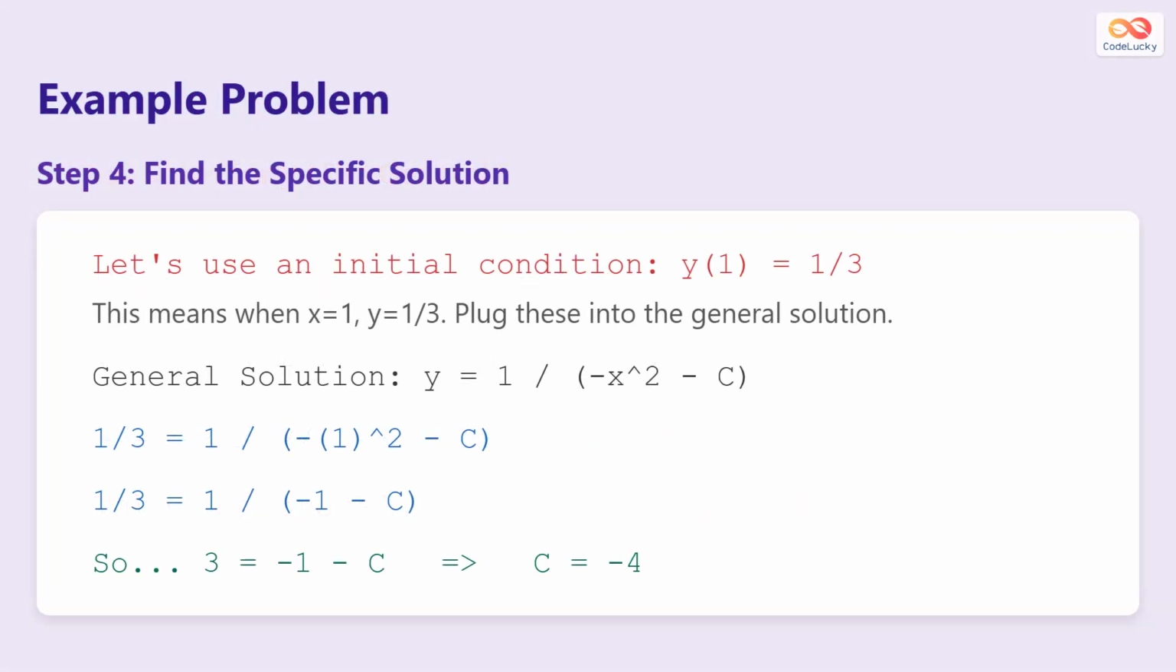Imagine we have an initial condition. y of 1 equals 1/3. This means we can find the exact value of c. We substitute x equals 1 and y equals 1/3 into our general solution.